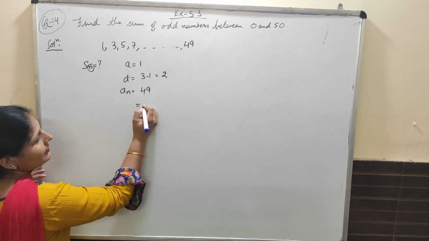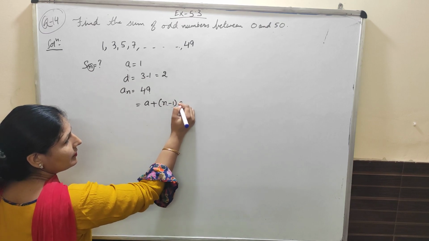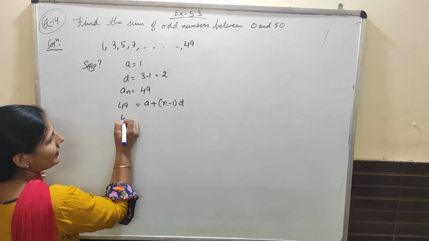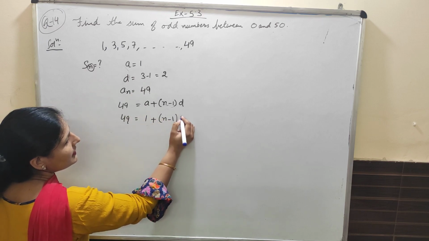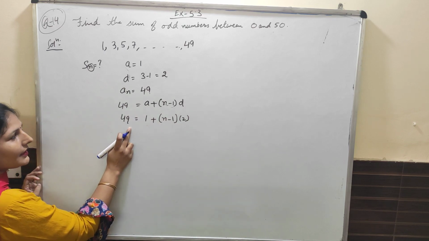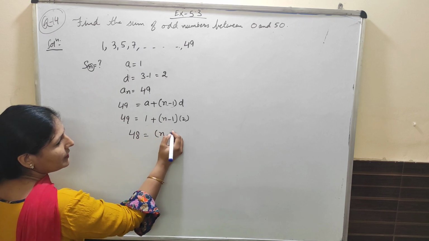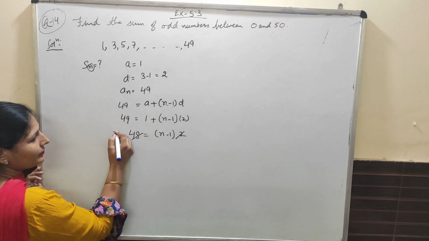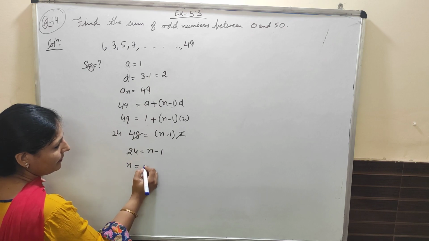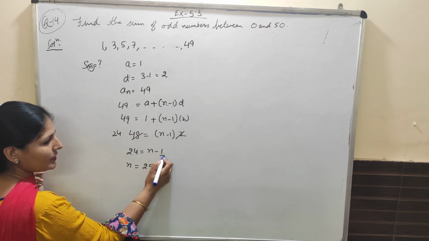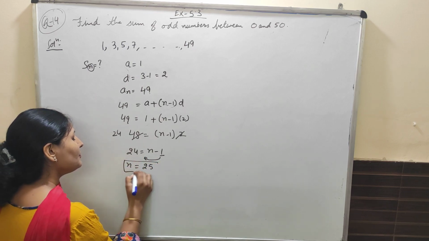So write the general formula: a plus n minus 1 into d. An is 49. a is 1, n minus 1, and d is 2 here. 1 इधर आएगा. 49 minus 1, it will be 48, equals n minus 1 into 2. 2 से cancel out कर दें. It would be 24. So n would be 25, क्योंकि ये -1 जब इधर लेफ्ट हैंड साइड में आएगा तो क्या हो जाएगा? +1. Then n will be 25 over here.